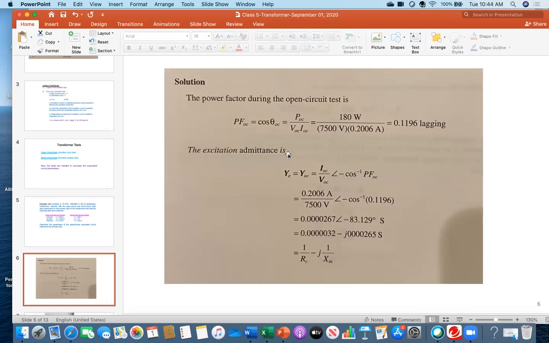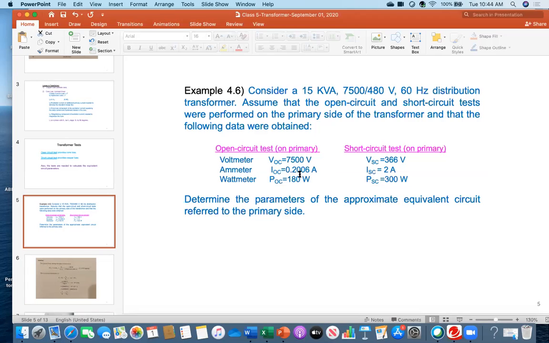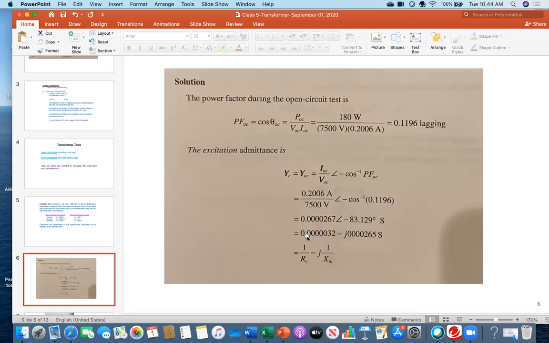Therefore the excitation admittance, as I just discussed, YOC is IOC over VOC with a minus sign to indicate lagging. You just put those readings, I over V. V was 7500, I was 0.2006. I am using exactly these numbers. And then, as I told you, this is the real part and this is the imaginary part. You see the symbol S written. What is that? Siemens, the unit of Y admittance. I just told you this part is 1 over RC and this part is 1 over XM.